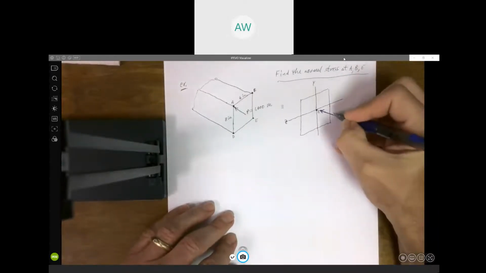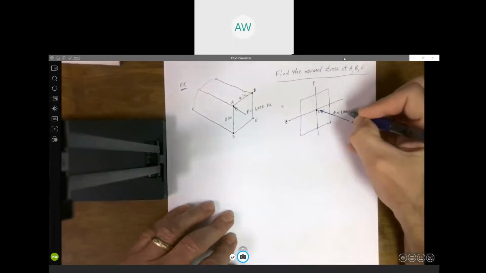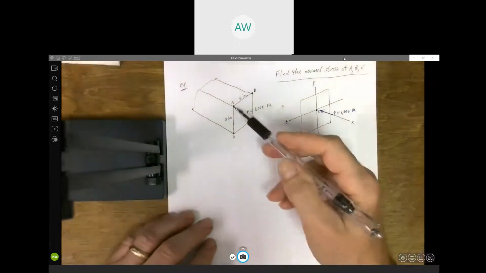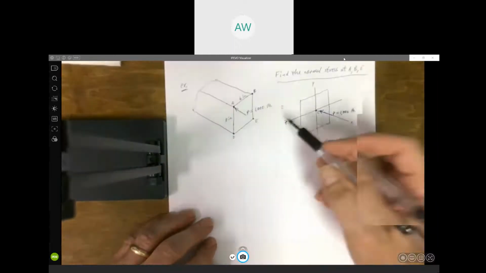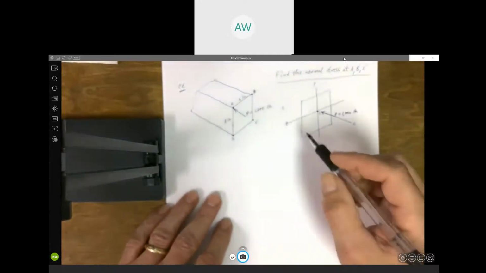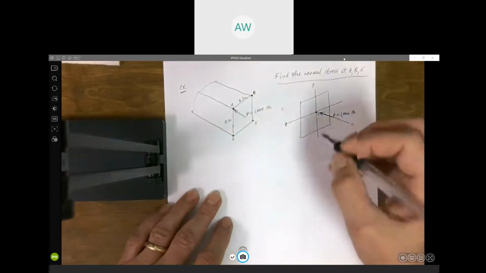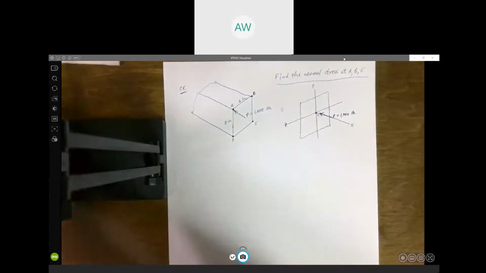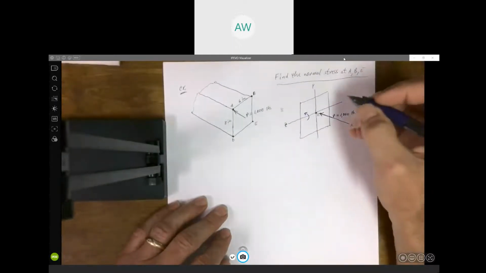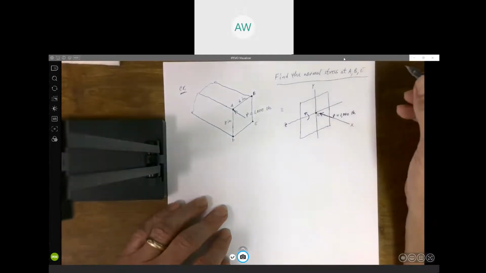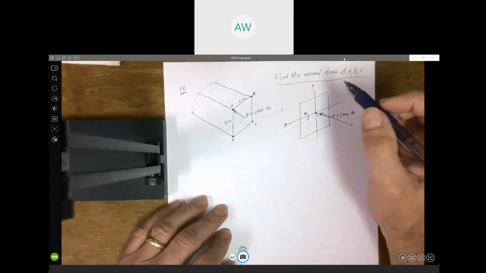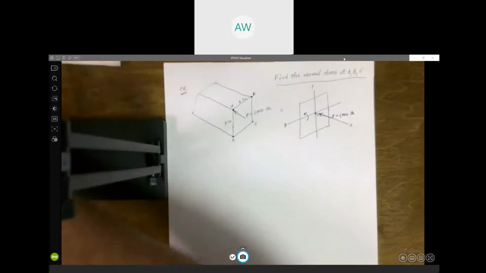So I've got P is 1,000 pounds. Remember that force was acting at the corner A. So if that force was applied up here in this direction, that's going to cause a moment about the z-axis in this direction. And what's the magnitude of that moment? Anybody paying attention here and can tell me?